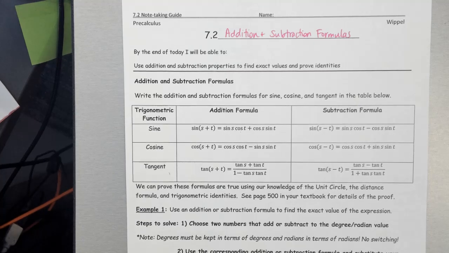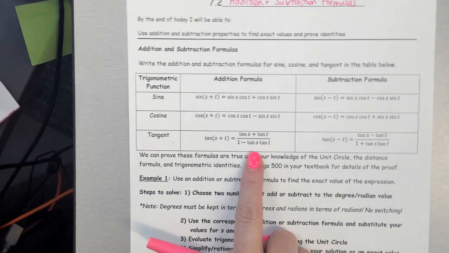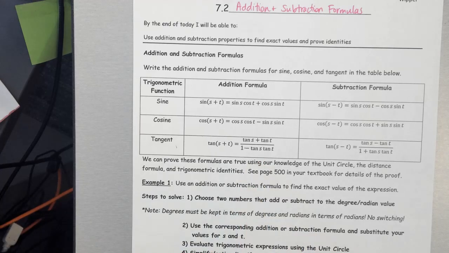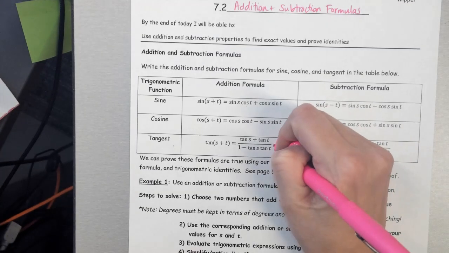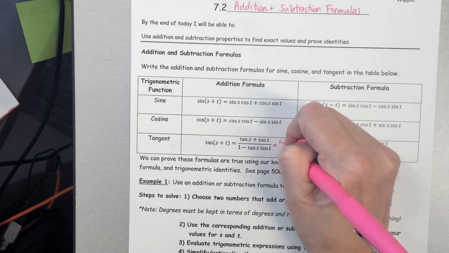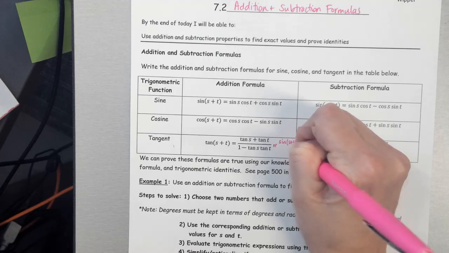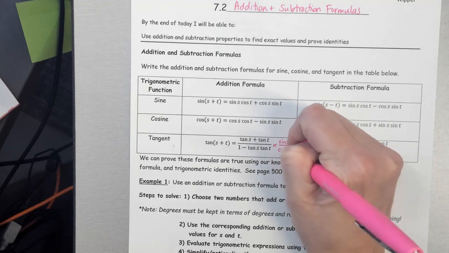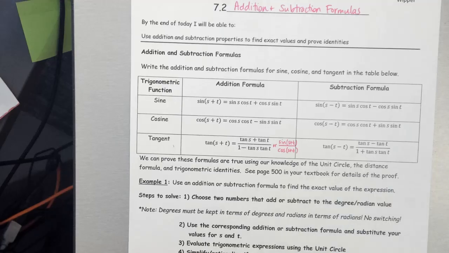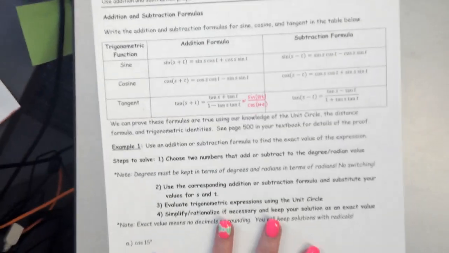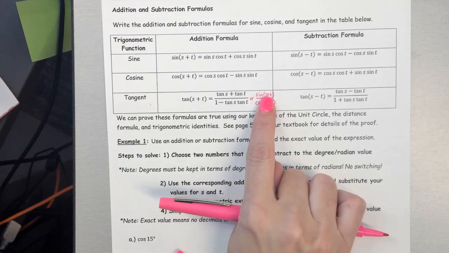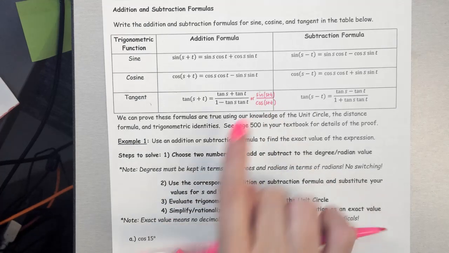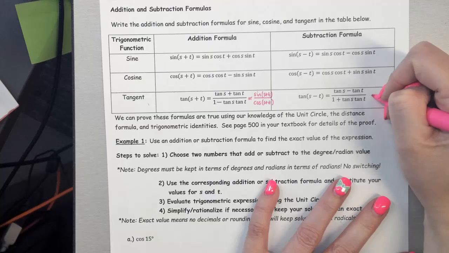There are some rare cases where when you're doing the tangent can be an undefined value. If that happens, then you are going to have to use the sine of s plus t divided by the cosine of s plus t. Okay, so in that rare case, you would have to use the sine sum, okay, the addition formula divided by the cosine addition formula.